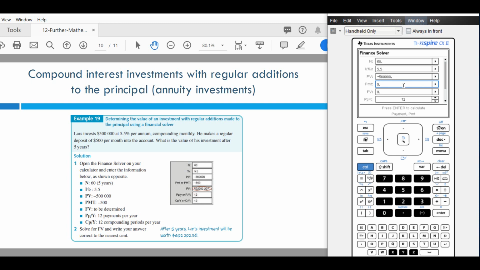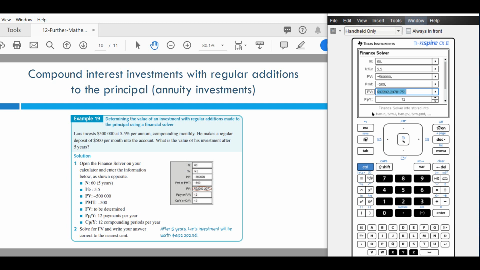We're also going to give the bank 500, so that's going to be negative 500 here. We're going to give that to the bank every single month. This calculator is a bit hard to work with because I'm using it on the computer. So that goes into there. We're done. We want to work out the future value after 5 years. This is what we want.